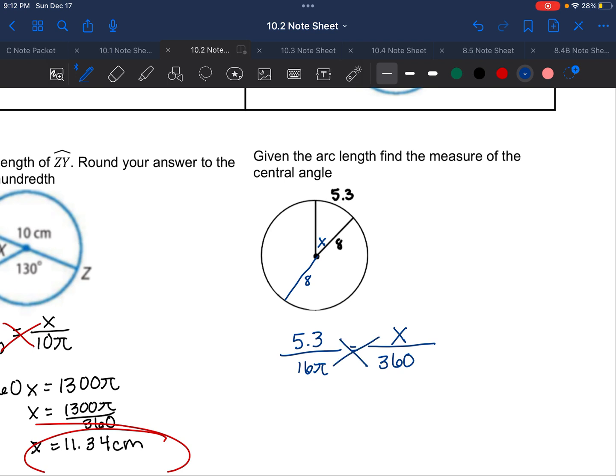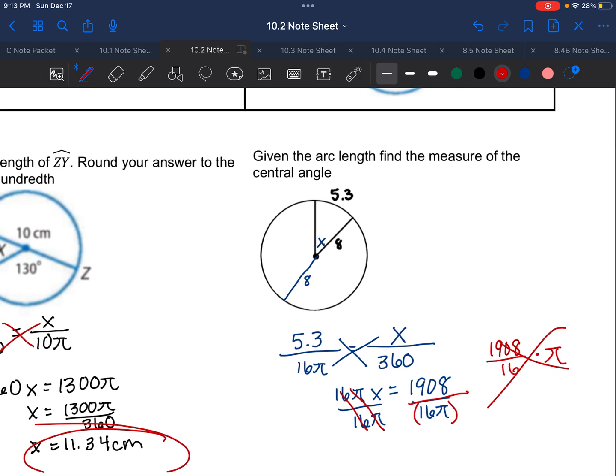So we're going to cross multiply. I'll get 16 pi x equals 5.3 times 360, which is 1,908. And I'm going to divide by 16 pi to get x by itself. You got to be careful here. When you type this in your calculator, you need to make sure to put parentheses around the 16 pi. If you don't, your calculator is going to do 1908 divided by 16 and then multiply it by pi. But we want this divided by the 16 times pi.